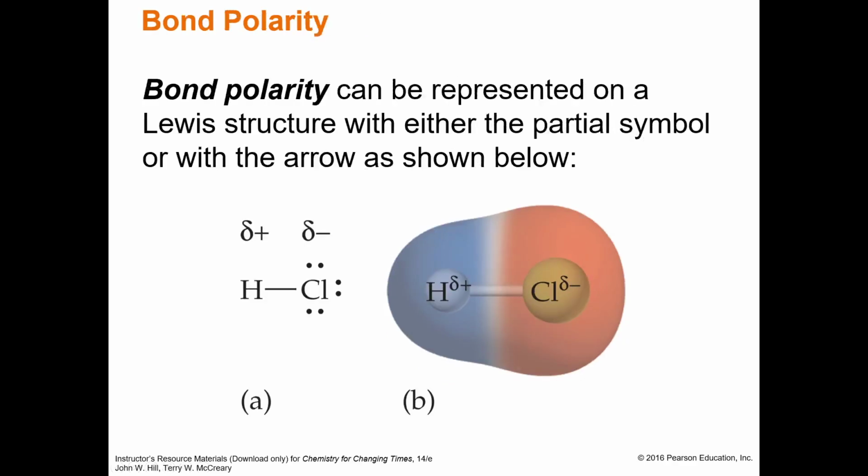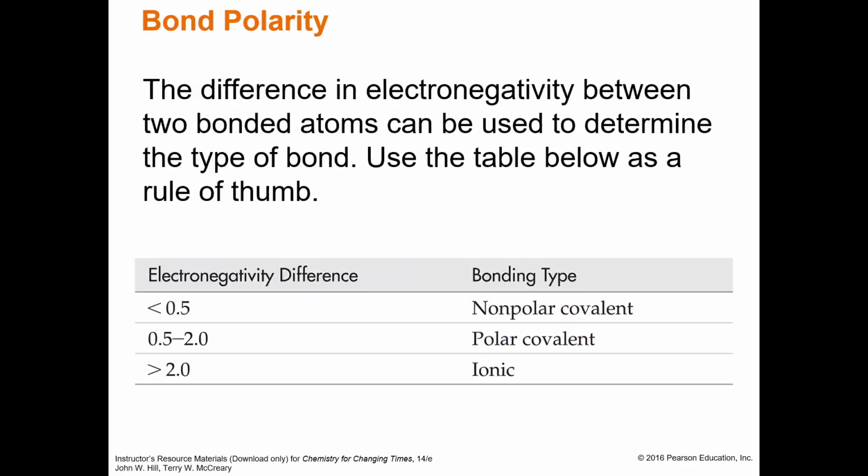So the bond polarity can be represented on a Lewis structure with either the partial symbol or with an arrow. Here we have the partial symbol, partial positive, partial negative, that you're seeing. The arrow would be a positive sign on this side, and then you'd extend the positive sign to form an arrow towards the negative sign. And that would be positive to negative, much like the direction where your electrons are heading, towards the negative side.